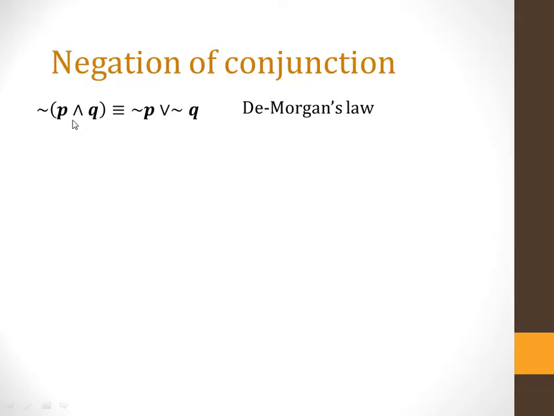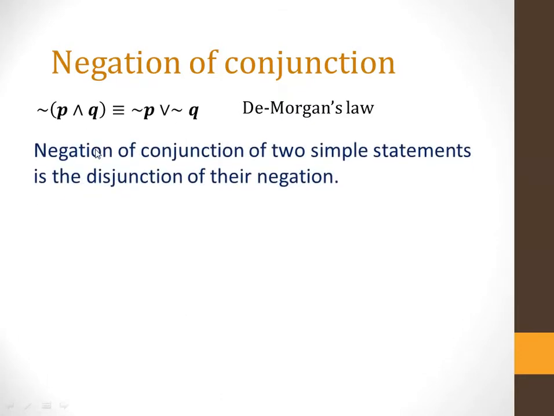Negation of this conjunction, where P and Q are simple statements, becomes negation P or negation Q. So what is the meaning of this? See here, negation of conjunction of two simple statements is the disjunction of their negations. Remember this. So by example we will see this.